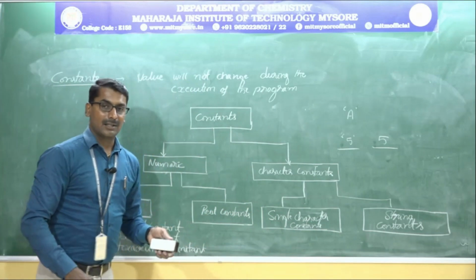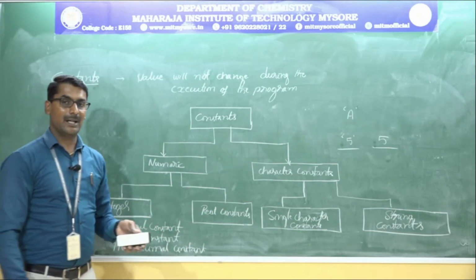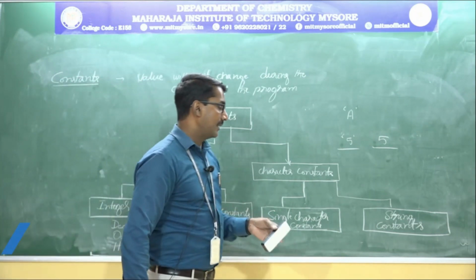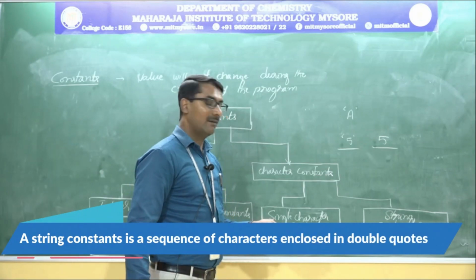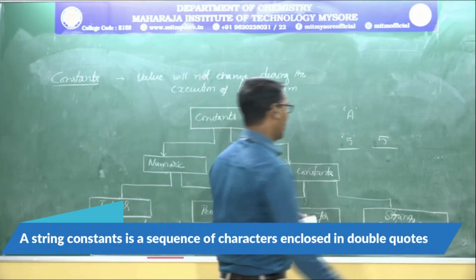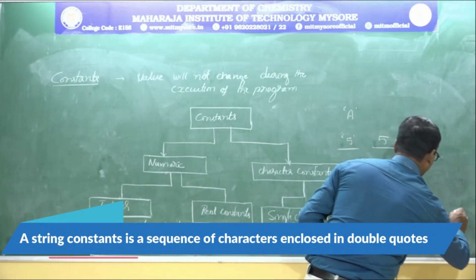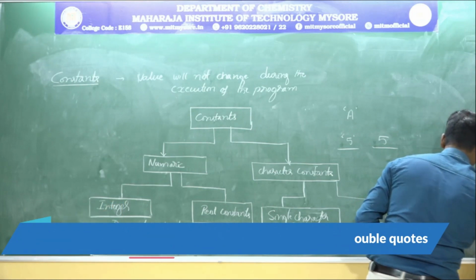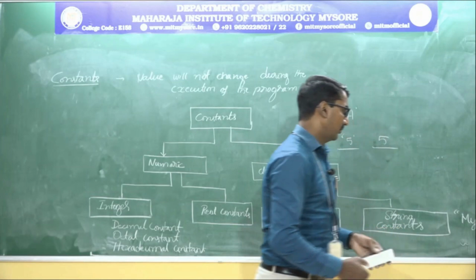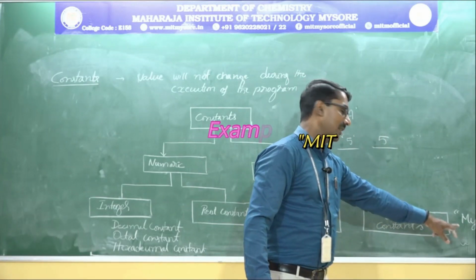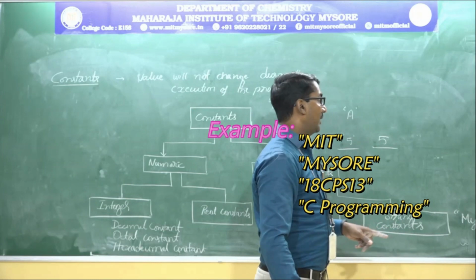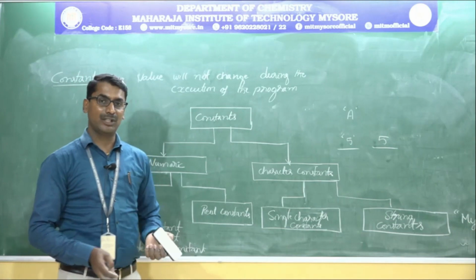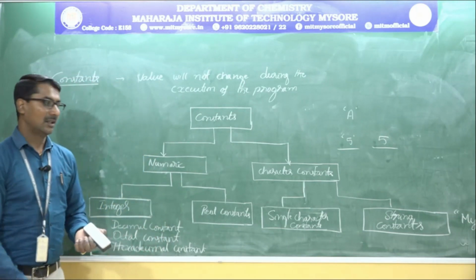The character which is enclosed within a pair of single quotes is called a character constant. Similarly, the characters which are enclosed within a pair of double quotes are called a string constant. String constant within double quotes. Example, "Mysore". Within double quotes, Mysore is a sequence of characters. So this is a string constant.